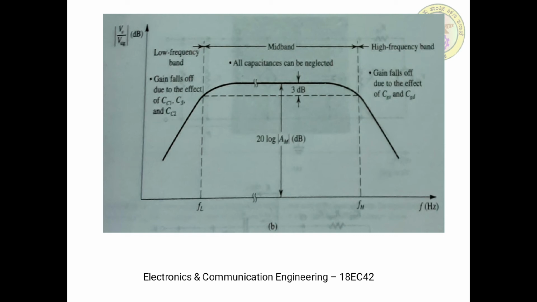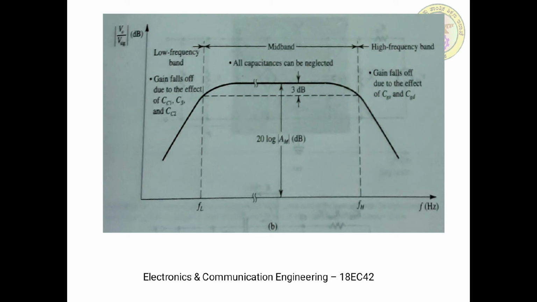The reason here is that at low frequencies, the impedances of these 3 capacitors increase, because we know that the capacitive reactance is inversely proportional to the frequency. So at the lower frequencies the impedance of these 3 capacitances is going to increase, and therefore they no longer act like short circuits. Because of that the gain is found to fall off.